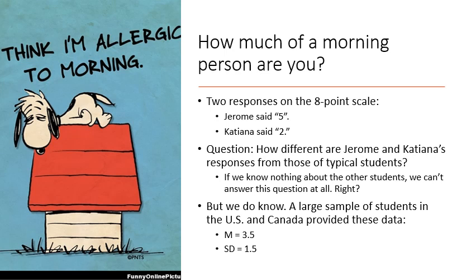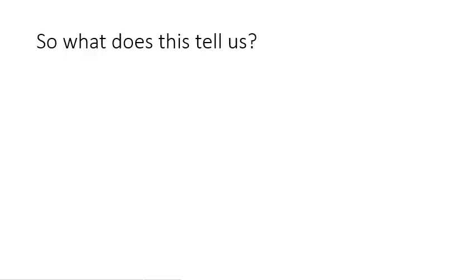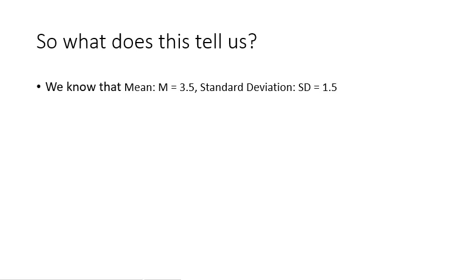we have data from a large sample of students in the US and Canada, and the researchers calculated the mean, which was 3.5, and the standard deviation, which was 1.5. So we have something to go on to compare Jerome and Katiana to a larger group. What does this tell us?